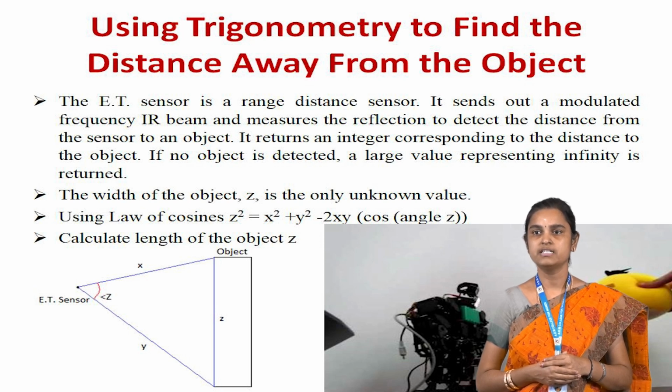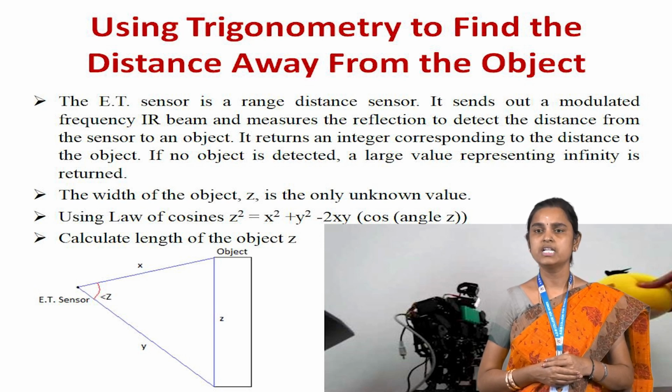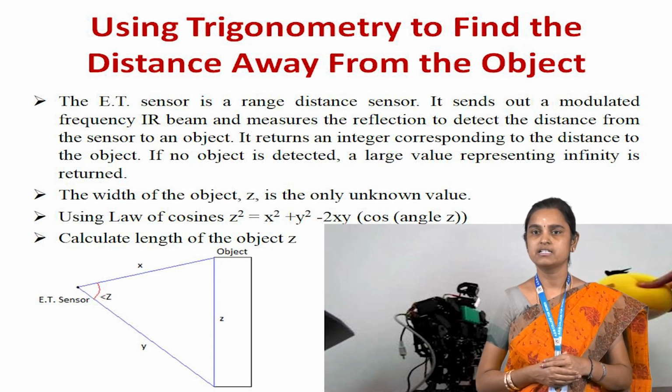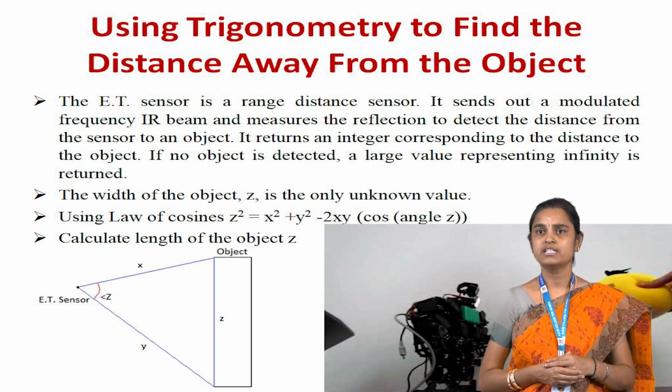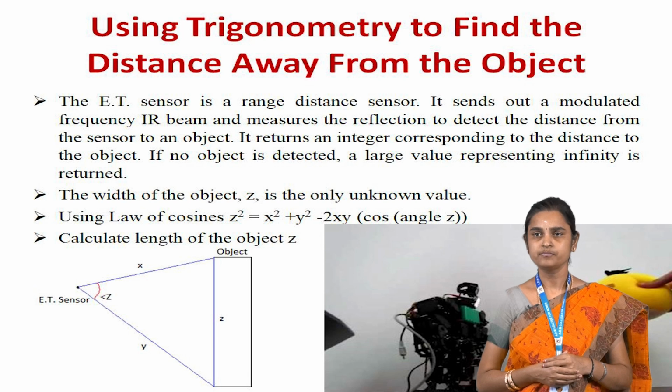The width of the object z is the only unknown value. Using the law of cosines, z square equal to x square plus y square minus 2xy cos angle z. So from that we can calculate the angle of the object z. So trigonometry is also used in mechanics.